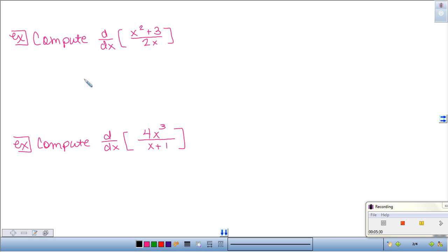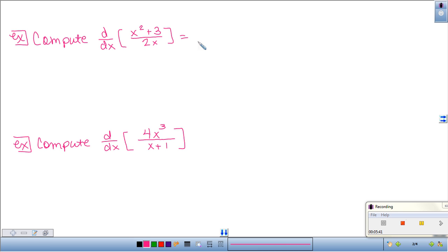Okay, let's compute the derivative of x squared plus 3 all divided by 2x. In order to compute the derivative, I'm going to have to use the quotient rule here. And so I'm going to do the derivative of the top times the bottom minus derivative of the bottom times the top, all divided by the bottom squared.